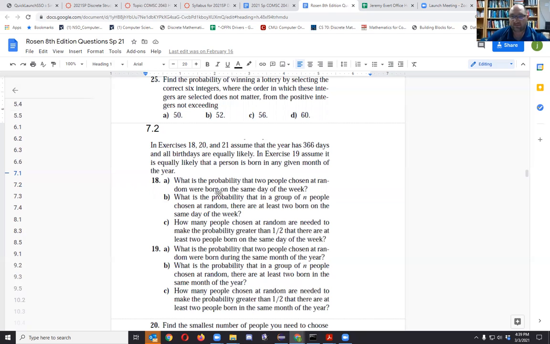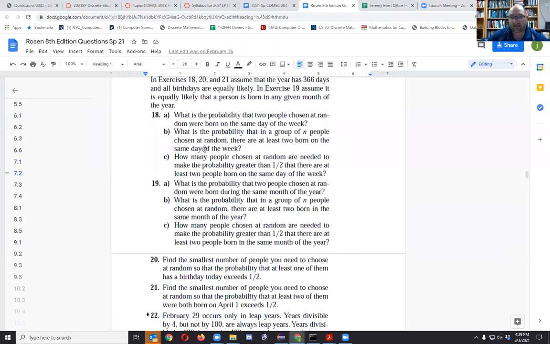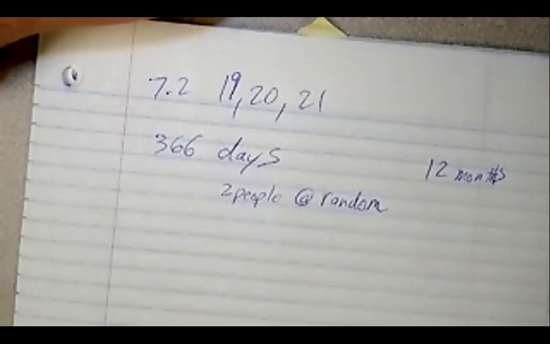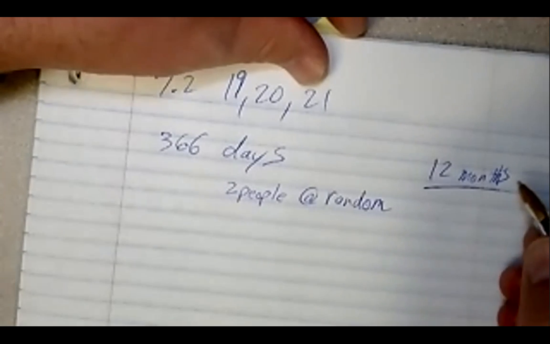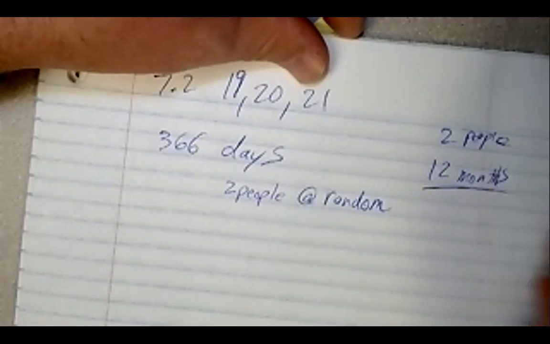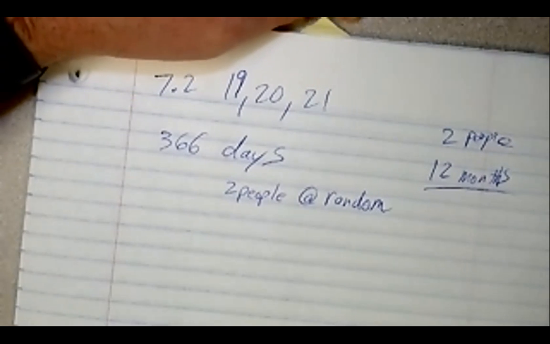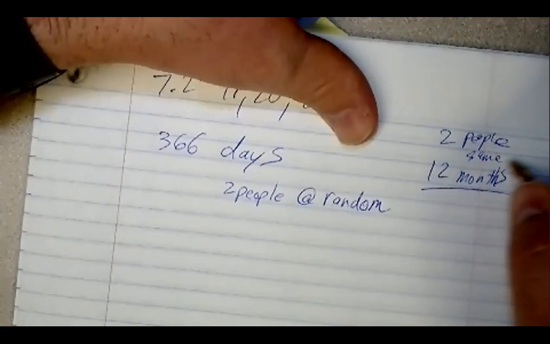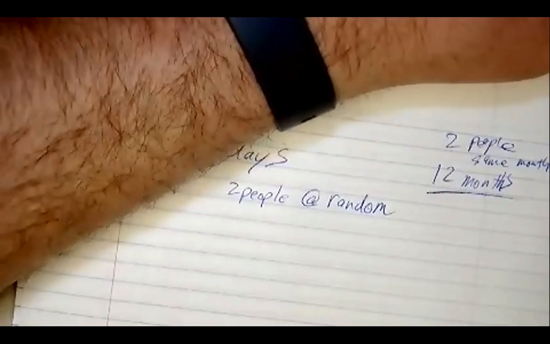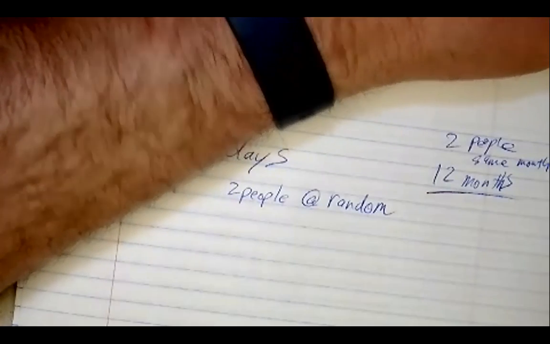All right. So we're going to have to, let's hop in. I'm going to go ahead and change my camera here. Let's see if we can hop in. There's 12 months and we want two people born in the same month. Okay, so let's hop over here to our PDF.